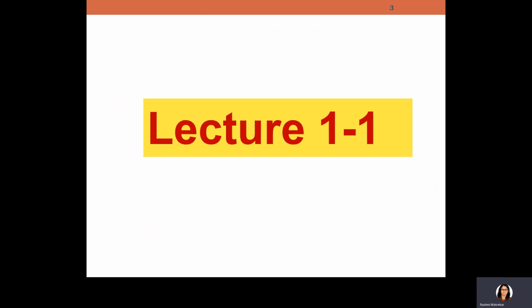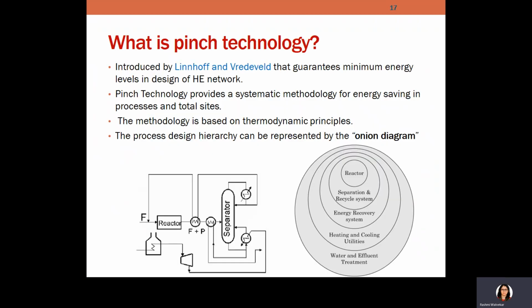So what is pinch technology? Pinch technology was introduced by Linnhoff and Redwell, which guarantees the minimum energy levels in our process design for heat exchanger network. If you remember your thermodynamic principles, the onion diagram by Smith, to design any process we follow these thermodynamic principles. So first we need to design the reactor and then the separation and recycle system. Then we perform the entire mass and energy balance of a process or the entire plant layout.